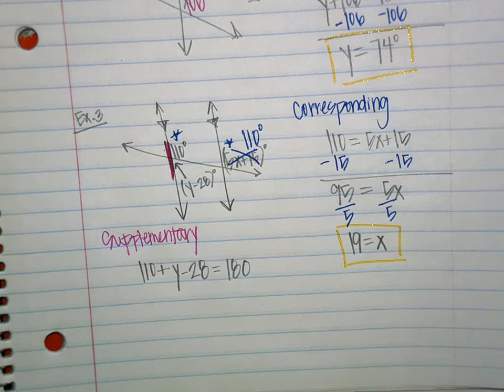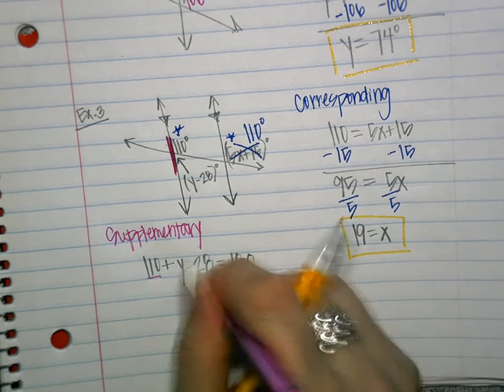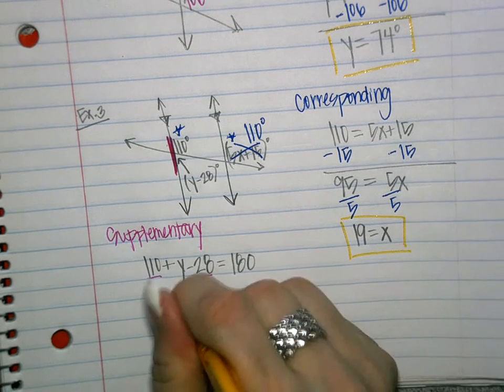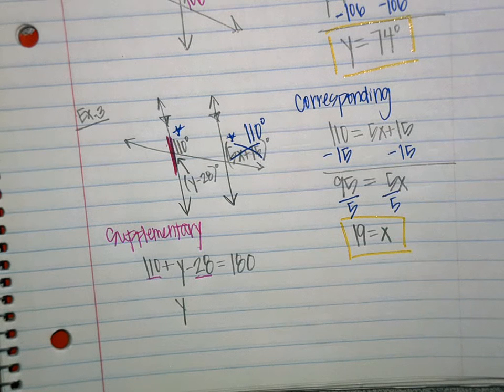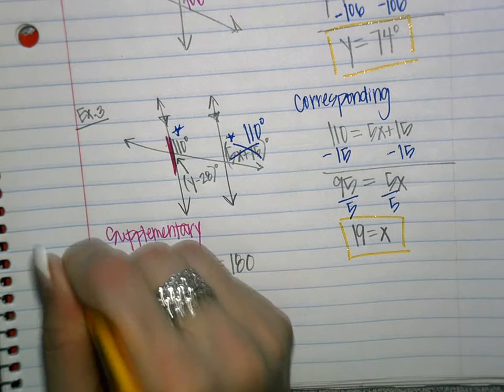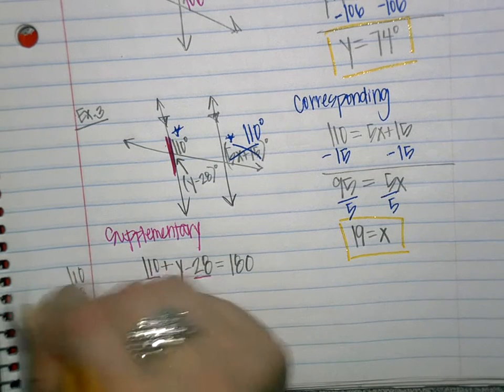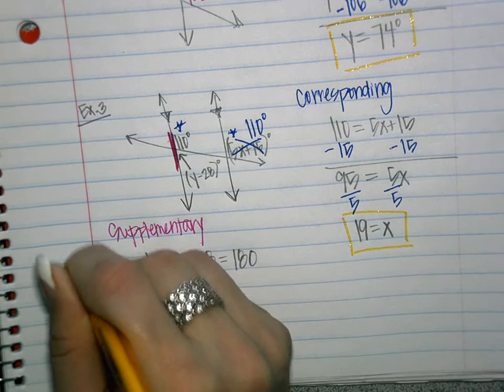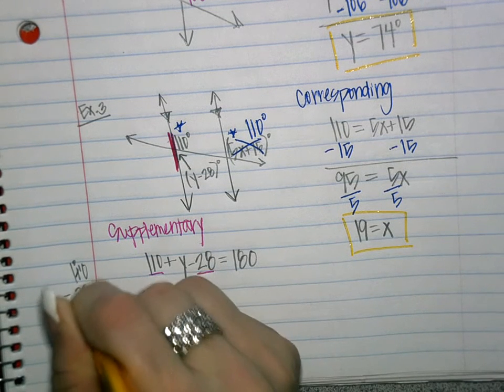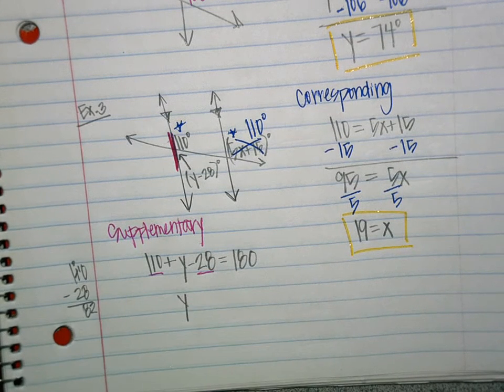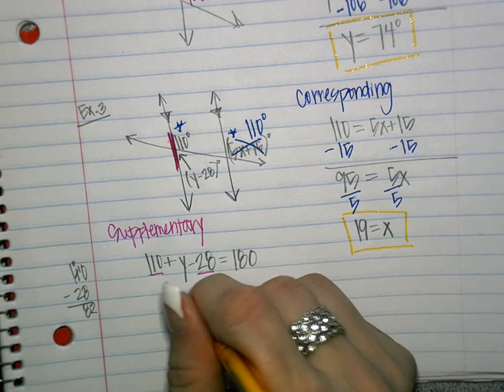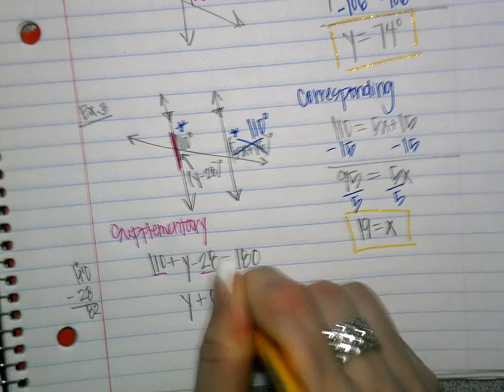If you combine your like terms here, so do 110 minus 28, you're going to get y. What's 110 minus 28? Do it on the side of your paper if you need to, because you do not need to use calculators on this. So do 110 minus 28. Do your borrow and carry if you need to. 82. So y plus 82 is equal to 180.